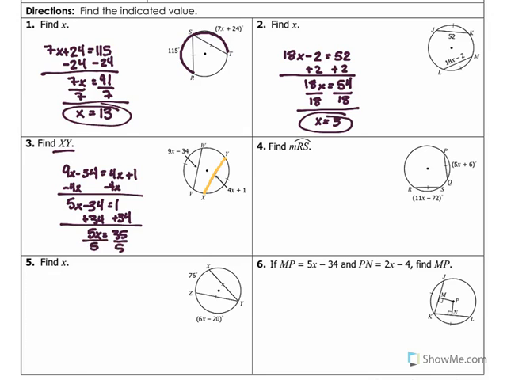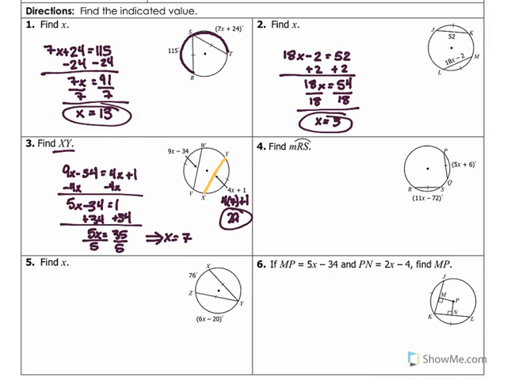And divide by 5. And we get x equals 7. Now we want to find the length of that segment, so we're going to have 4 times 7 plus 1, and we get that the length is 29. So that is our answer.